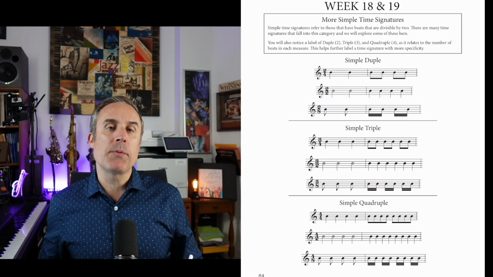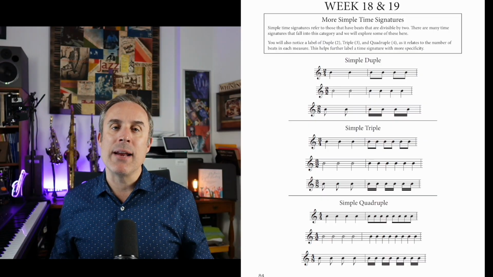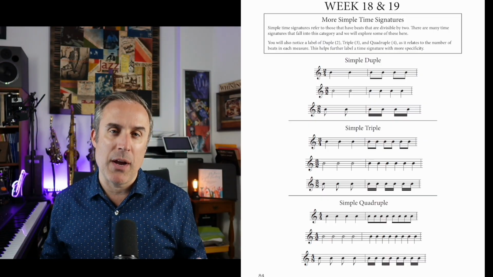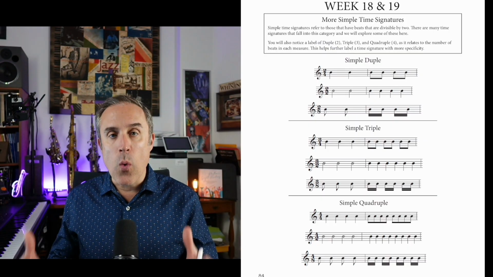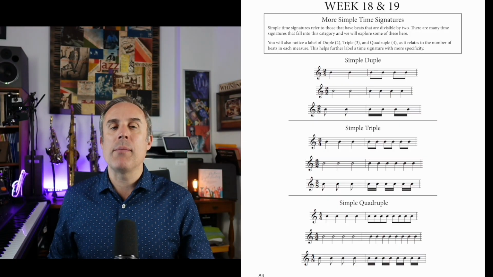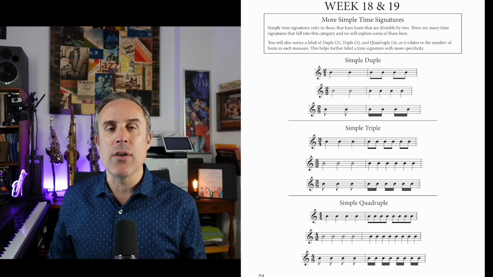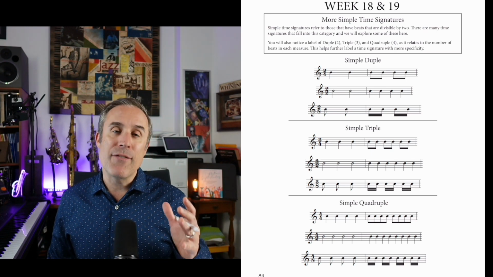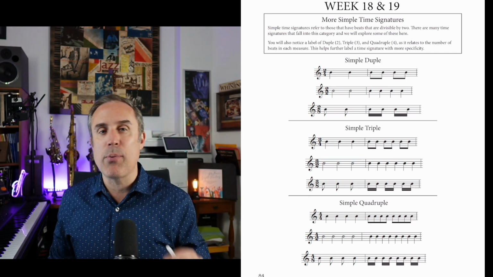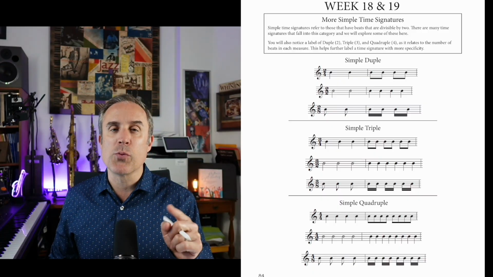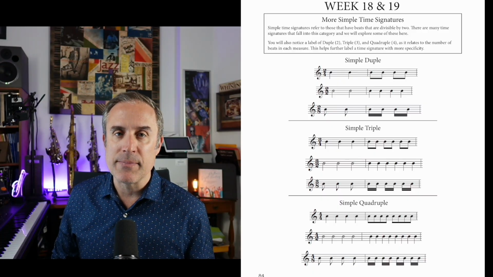And here we are at the first page of week 18 and week 19. And again, in the last video, I went over this page in great detail, talking about what simple time signatures are, what it means to be duple, triple, quadruple, and how to read rhythms in those different time signatures. So if you haven't checked out that video, it's so important that you do that before proceeding here, because we're going to get right to the exercises.